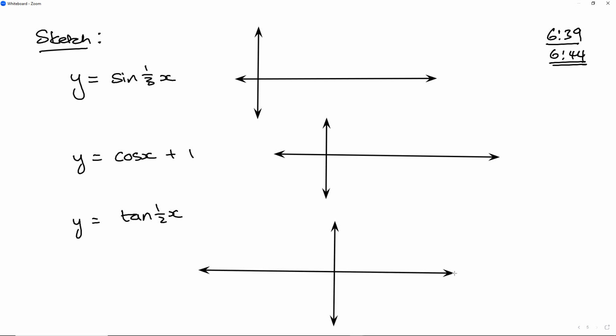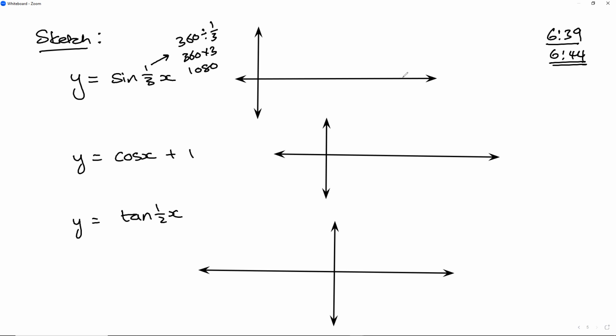Okay, we just want to get sketches, which means it won't be super accurate. Here we have some kind of period change. So sketching this, I would take 360 and divide it by a third, which is the same as 360 times 3, which is going to be 900 plus 180, which is 1080. That's going to be the new period.